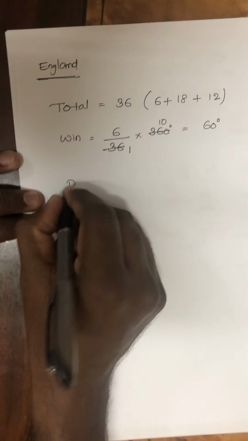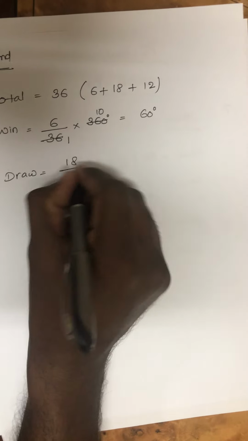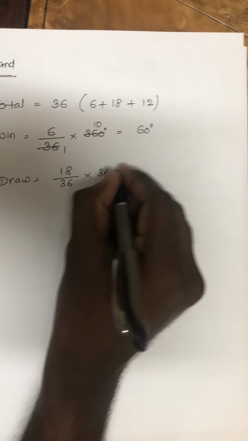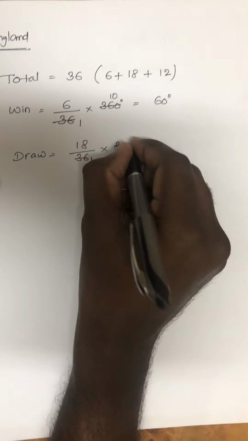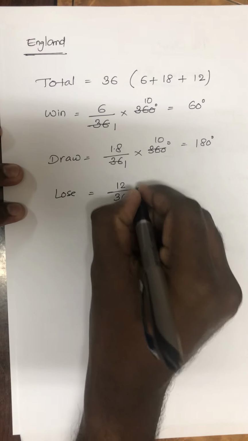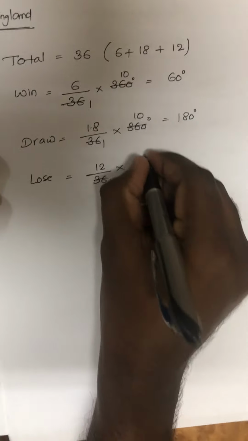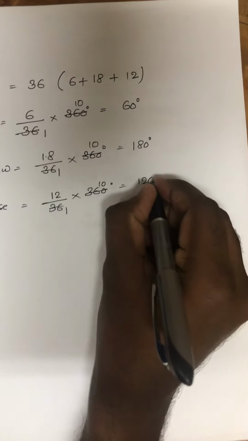Next is draw. How many matches drawn? Check it. There are 18 matches. So 18 over 36 multiplied by 360. Then 36 one time, 36 ten times. So 18 into 10 is 180. Now the last one is lose. How many matches did they lose? 12 matches out of 36. Multiply by 360 degrees. Then 36 one time, 36 ten times. So it is 120 degrees.